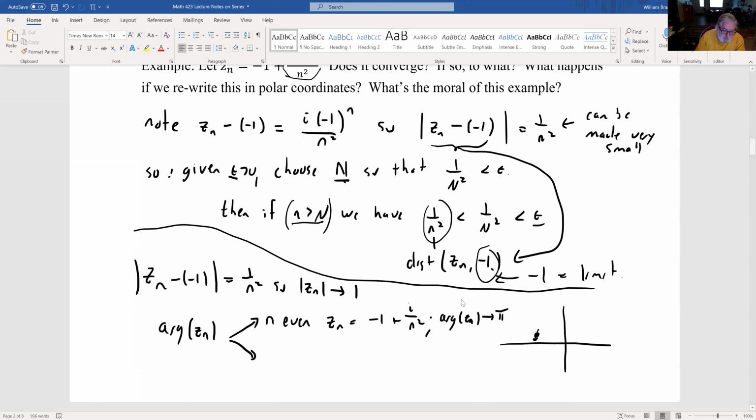If n is odd, though, z_n is (-1 - i)/n². That means we have points down below the x-axis. And so what does that tell me about the argument of z_n? It's going to minus pi. And these should be capital A's, not little a's.